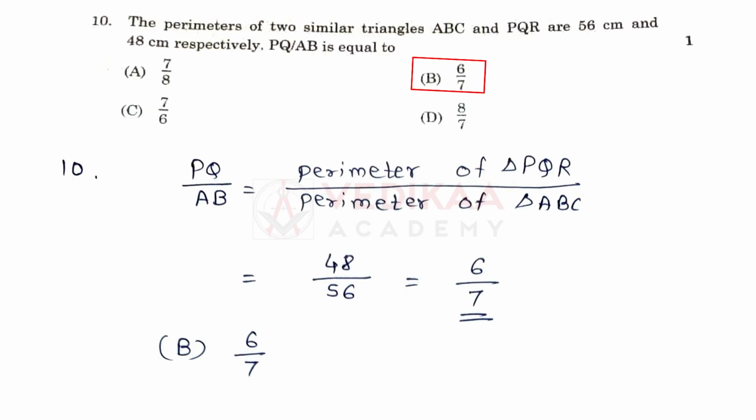Question number 10. Perimeters of two similar triangles were given and it is required to calculate PQ upon AB. Now we know that PQ upon AB is equal to perimeter of triangle PQR upon perimeter of triangle ABC. So it was again very easy. So PQ upon AB is equal to 48 upon 56, which is coming out to be 6 upon 7. So the correct option is B, 6 upon 7.